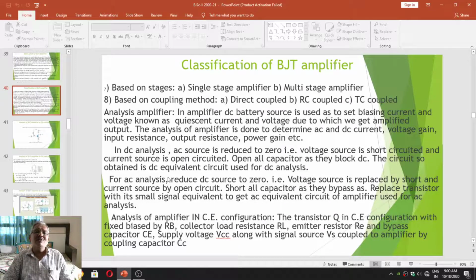Then we will proceed to understand the procedure for AC analysis. To perform the AC analysis, now reduce the DC source to 0, try to understand the difference. Here, AC analysis is to be performed by reducing the DC source to 0, means we are reducing the supply voltage VCC to 0. This voltage source is replaced by a short circuit and the current source is replaced by an open circuit. Short all the capacitors as they bypass AC.